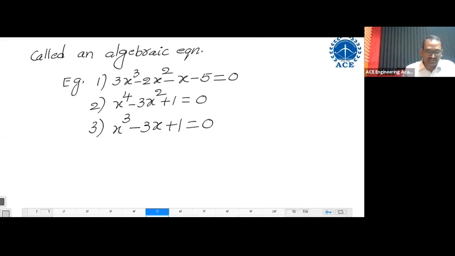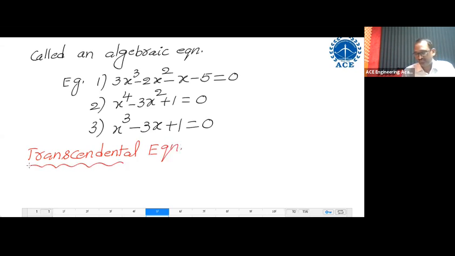Now let us see the definition of transcendental equation. So transcendental equation means any equation containing trigonometric function or hyperbolic function or logarithmic function or exponential function. That is called a transcendental equation.